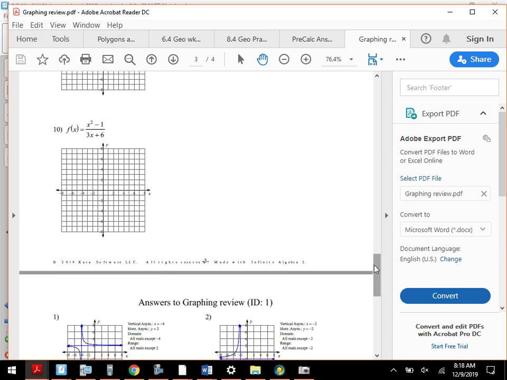On 10, don't forget you got to get a slant asymptote on number 10. When you do the slant asymptote for number 10, you got to put a placeholder in. Hopefully you remembered that. Then you just had to do some fraction stuff. The one that shouldn't have been so bad.